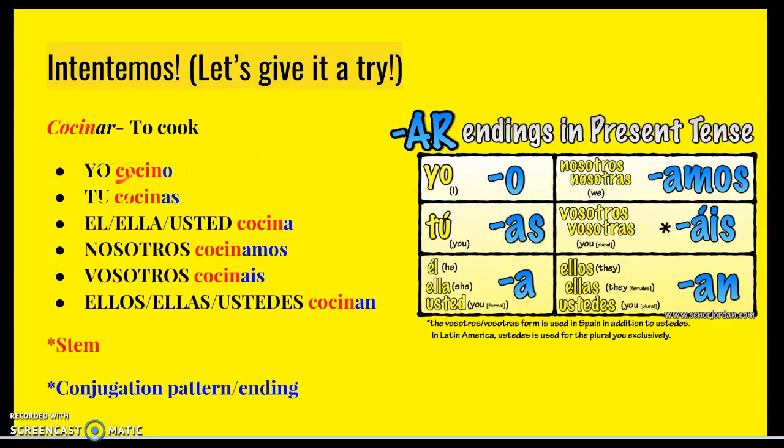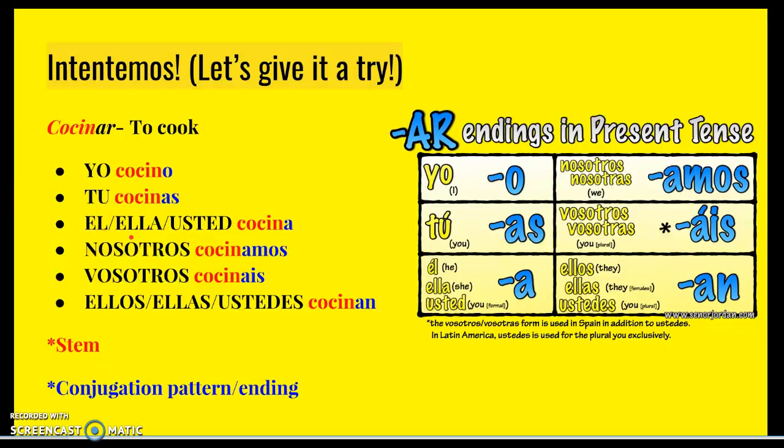So you say yo cocino because the O belongs to yo. Tú cocinas. Once again the stem here and then the AS right there. Cocinas. Él, ella, usted cocina. Nosotros cocinamos. Vosotros cocináis. Ellos, ellas y ustedes cocinan.